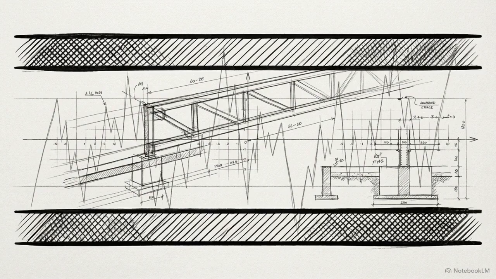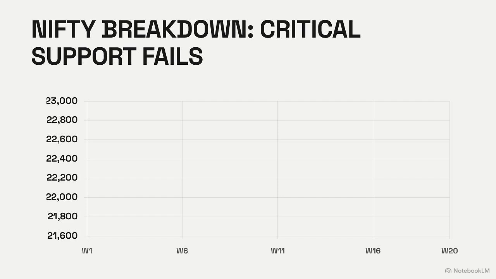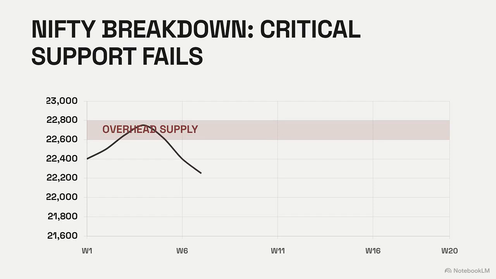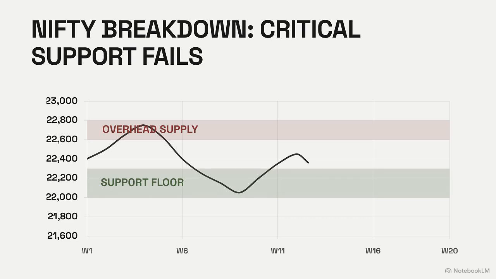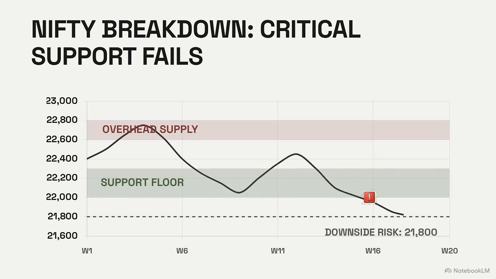We must define the macro boundaries of the current trend before we even think about hunting for daily entries. This chart shows the primary overhead supply zone. We draw a strict horizontal band between 22,600 and 22,800. This ceiling caps the market, keeping the broader bias bearish. Directly below that, we map the critical weekly support floor. Buyers consistently step in between 22,000 and 22,300. But if bulls fail to defend that floor, the immediate downside risk drops straight to 21,800.